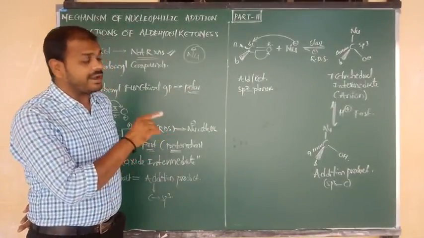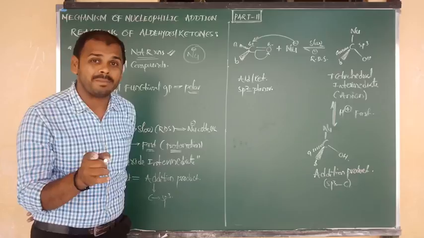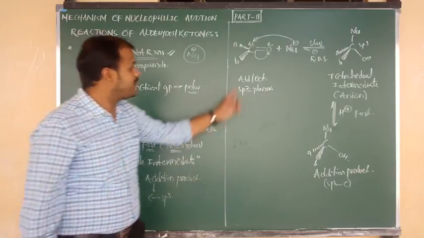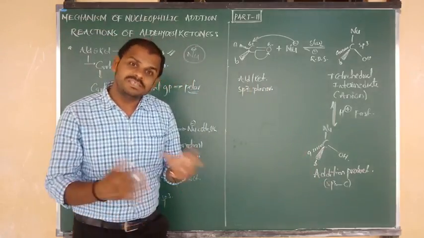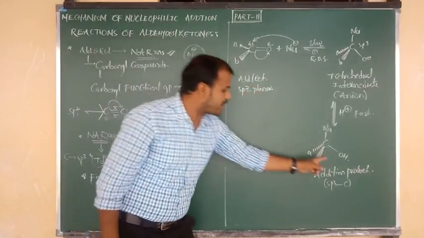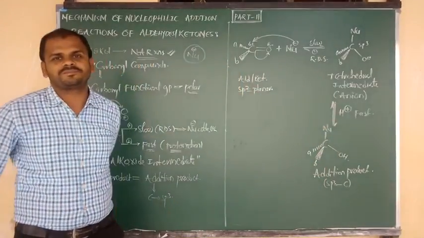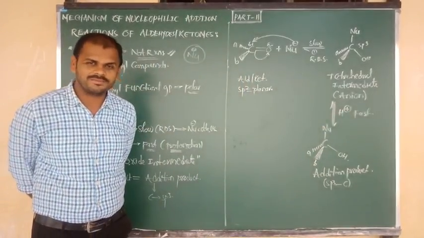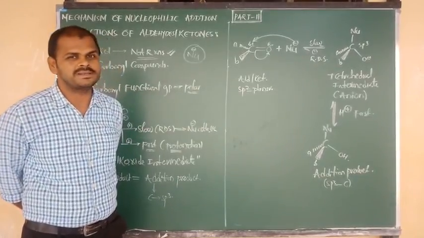So in nucleophilic addition reactions, what will happen? Hybridization changes from sp2 to sp3. Geometry changes from trigonal planar to tetrahedral. Okay, beta? I hope you understand perfectly.